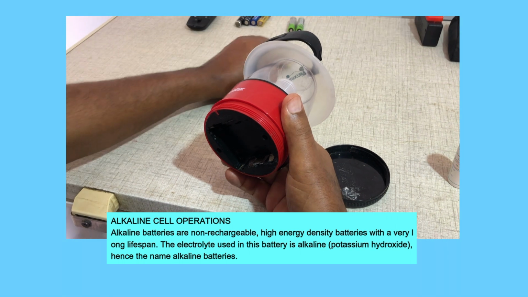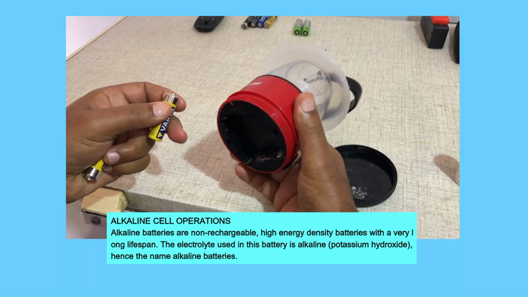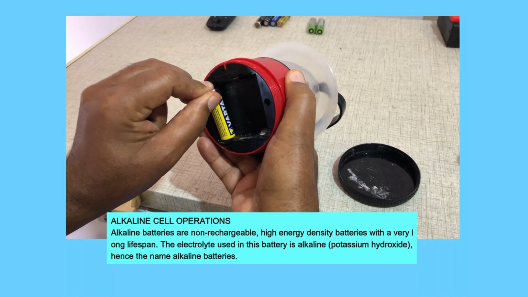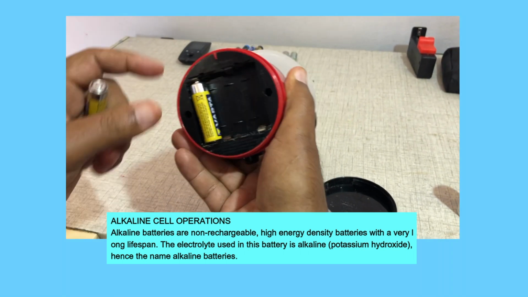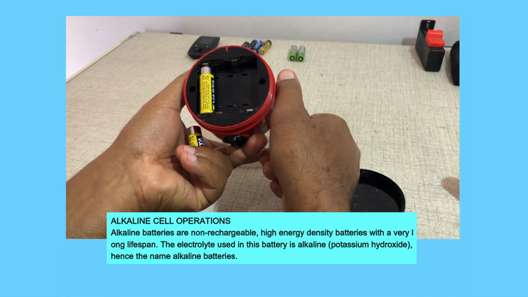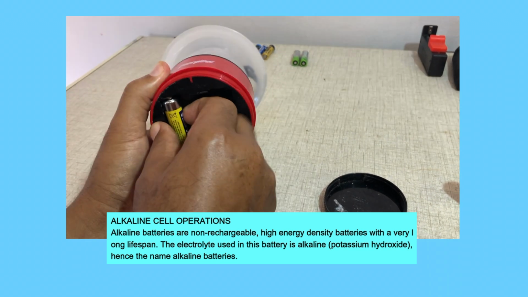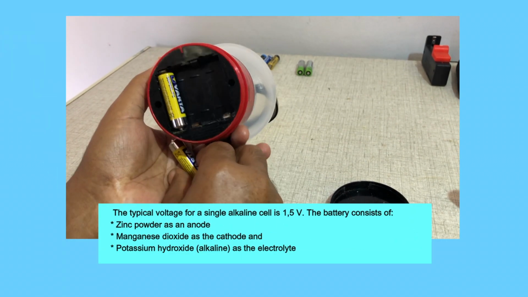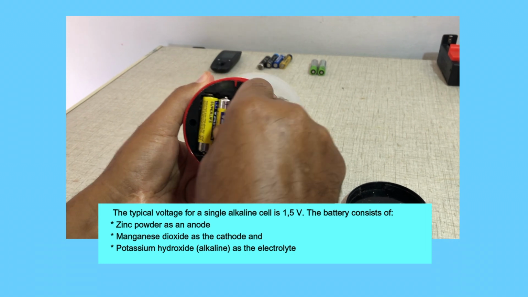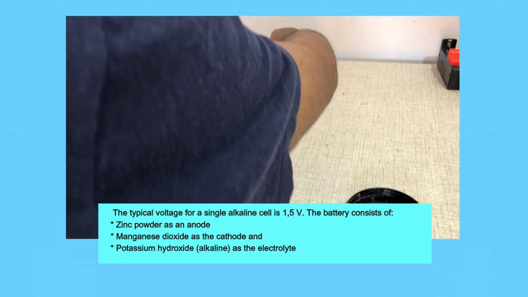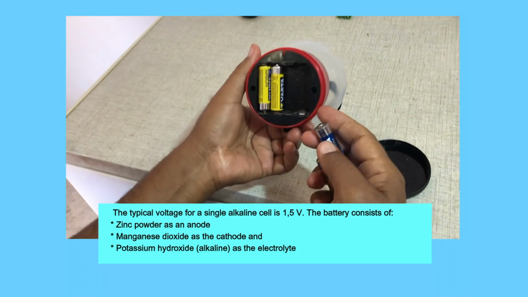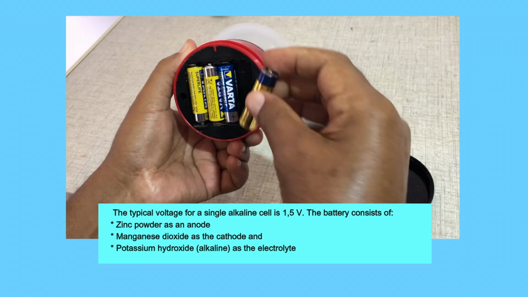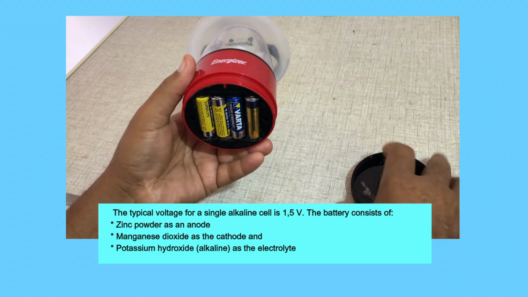Alkaline cell operation. Alkaline batteries are non-rechargeable, high energy density batteries with a very long lifespan. The electrolyte used in this battery is alkaline, potassium hydroxide, hence the name alkaline batteries. The typical voltage for a single alkaline cell is 1.5 V. The battery consists of zinc powder as an anode, manganese dioxide as the cathode, and potassium hydroxide alkaline as the electrolyte.